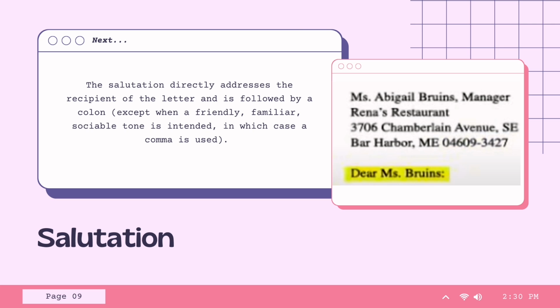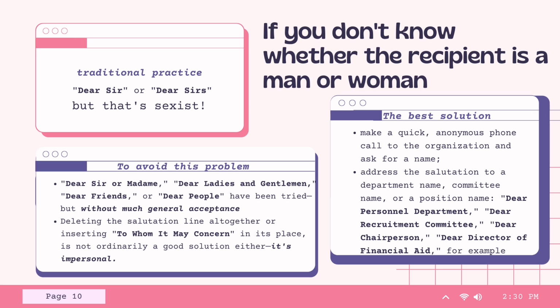Next is the salutation. The salutation directly addresses the recipient of the letter and is followed by a colon, except when a friendly, familiar, or sociable tone is intended, in which case a comma is used. If you don't know whether the recipient is a man or woman, the traditional practice has been to write "Dear Sir" or "Dear Sirs," but that's sexist.